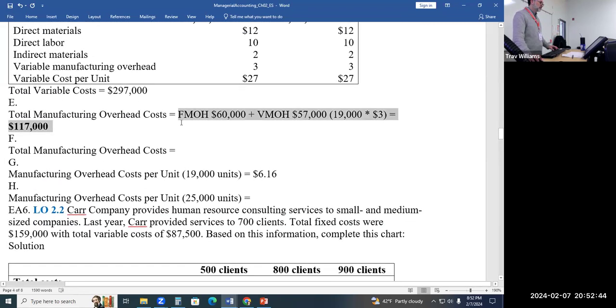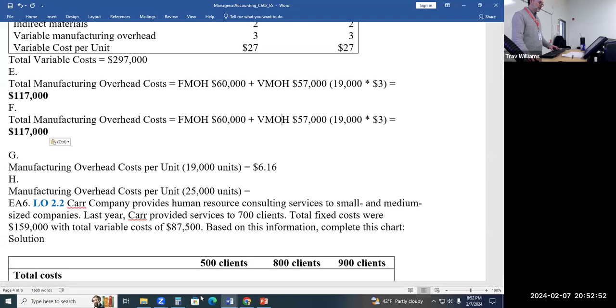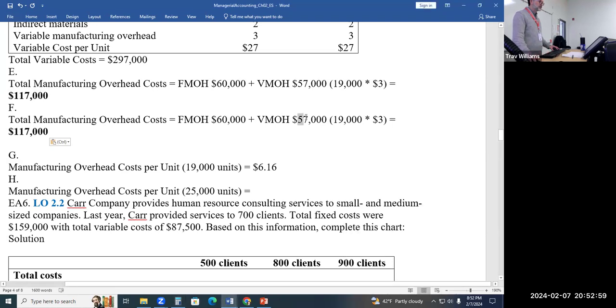So it's basically the same formula. We're taking 60,000 fixed manufacturing overhead, but 23,000 times 3 comes out to 69,000. And when we add that 60,000 of fixed plus 69,000 of variable, we get $129,000 of manufacturing overhead.